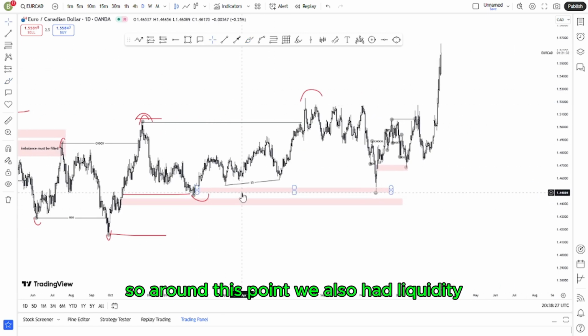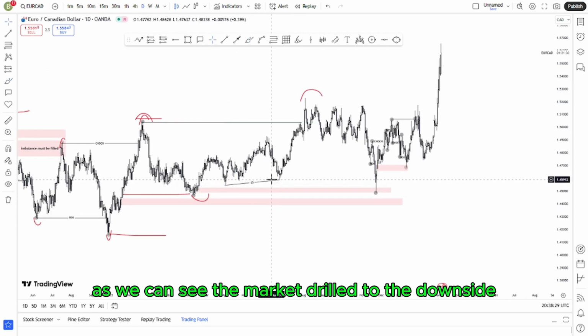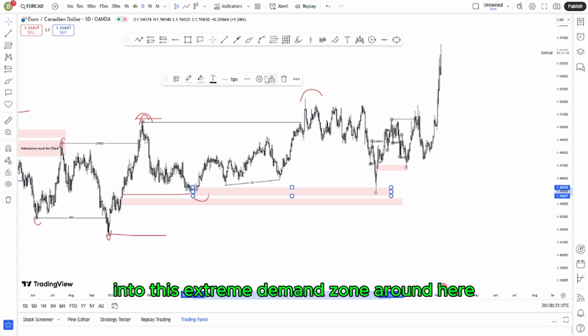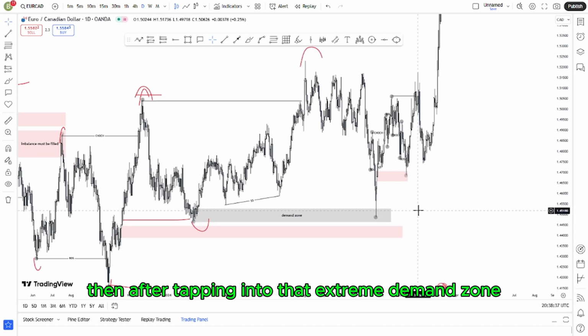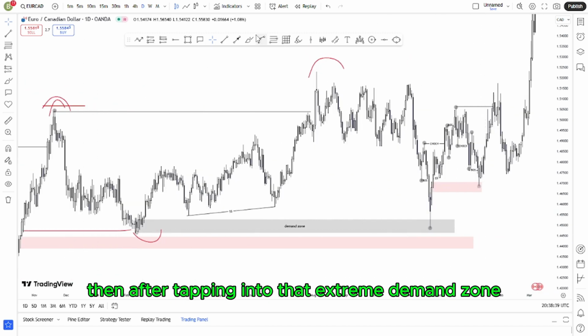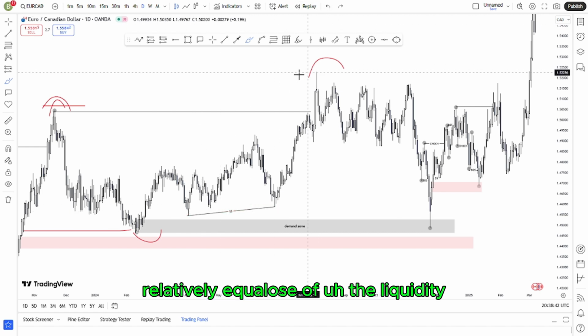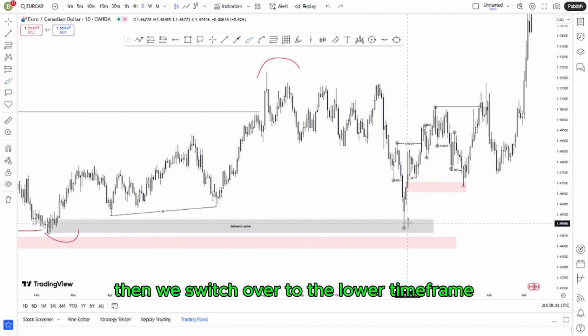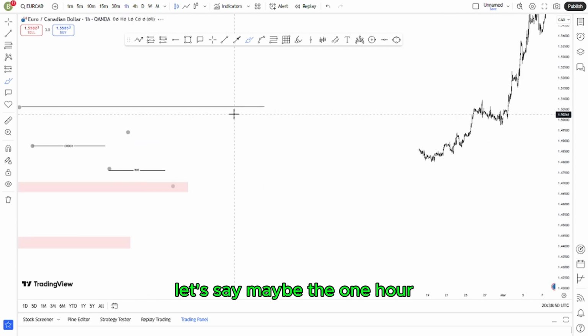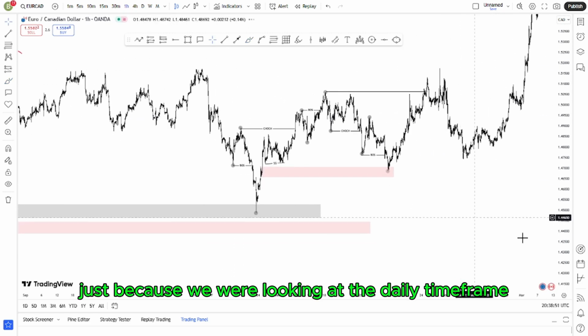So around this point, we also had liquidity. As you can see, the market drilled to the downside up until it taps into this extreme demand zone around here. Then after tapping into that extreme demand zone, we took out this liquidity here, relatively equal lows of the liquidity. Then we switch over to the lower time frame, let's say maybe the 1 hour, just because we were looking at the daily time frame.